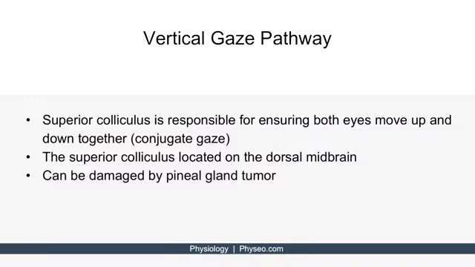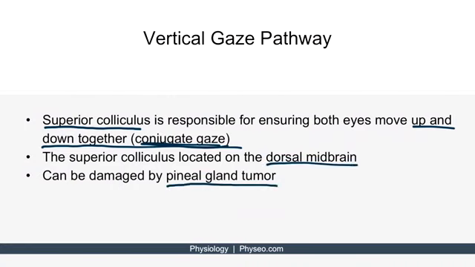So now let's talk about the vertical gaze pathway. So it starts in the superior colliculus, which is responsible for ensuring that both eyes move up and down together, so conjugate gaze. The superior colliculus is located on the dorsal midbrain, and it can be damaged by a pineal gland tumor. So let's demonstrate this visually.